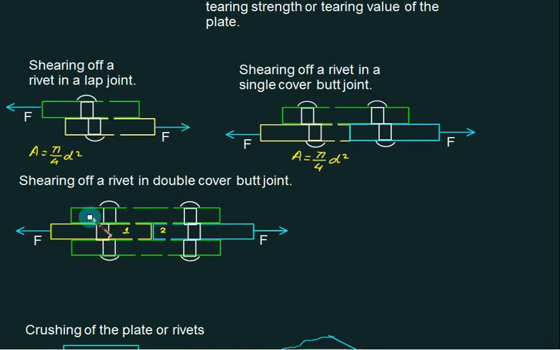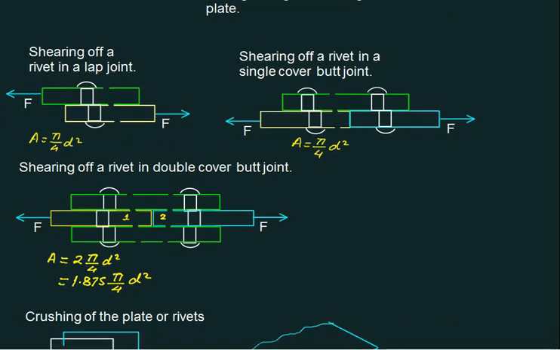So this one is a case of double shear because this is one area and this one is the second area. This time area will be equal to 2 times pi by 4 d square. And the standard value is not taken as 2 but is taken as 1.875. But you take 2. Theoretical value is 2, practical value is 1.875. But in this view, don't calculate the number of rivets because you can't visualize the number of rivets.